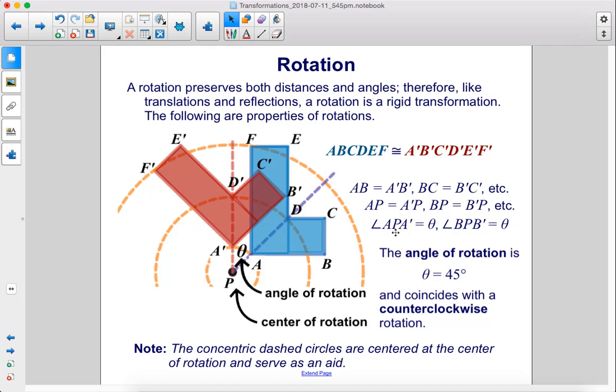The angle APA prime, this angle here, is theta, and that's the same angle between all of the points. So between D and D prime, B and B prime, etc. The angle of rotation in this example is 45 degrees and coincides with a counterclockwise rotation. So we're moving from this blue image 45 degrees to the left, counterclockwise, to this red image here.